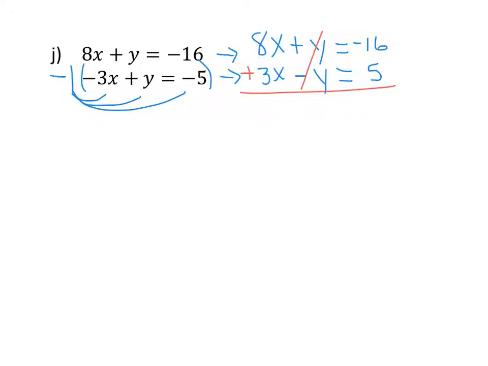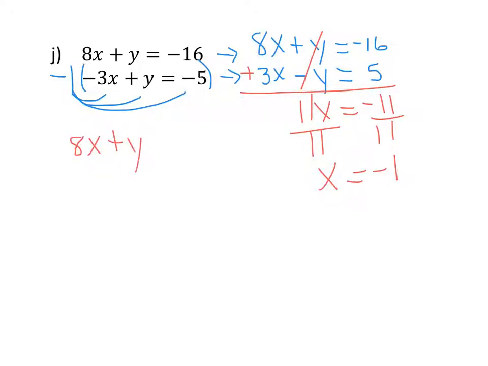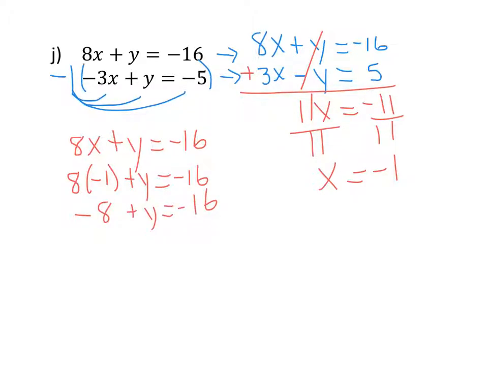8x plus 3x, and now I can just add, is 11x equals, and -16 plus 5 is -11. Divide by 11, we get x equals -1. Choose an equation to plug into. I'm just going to choose the first one. 8x plus y equals -16. Plug in -1 for x. 8 times -1 plus y equals -16. -8 plus y equals -16.